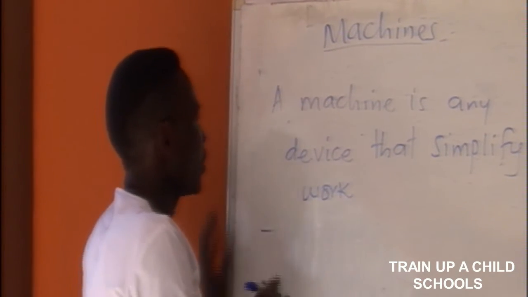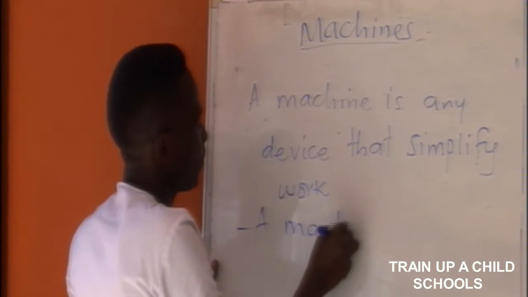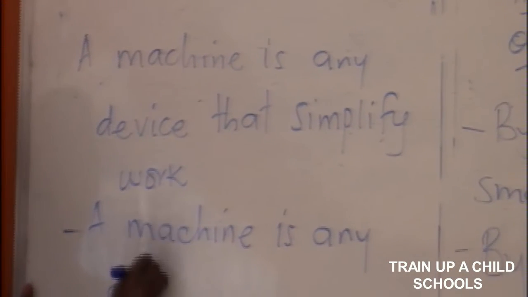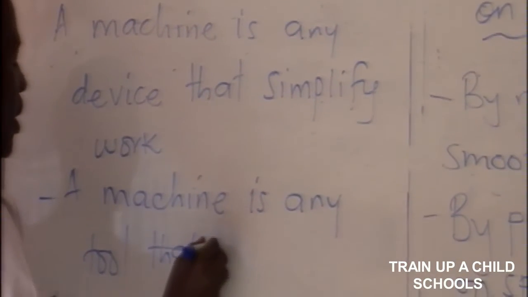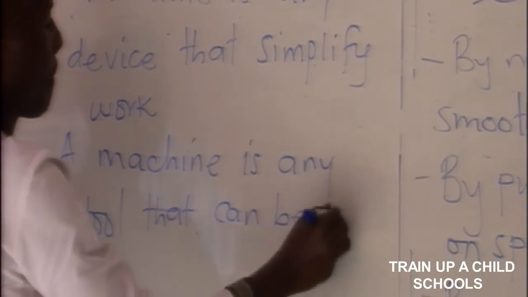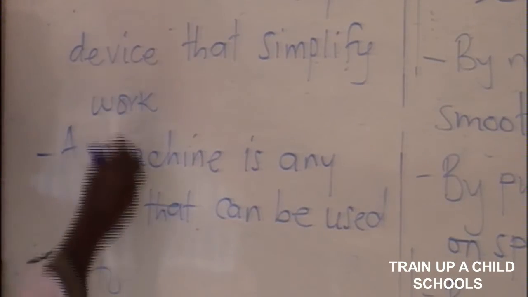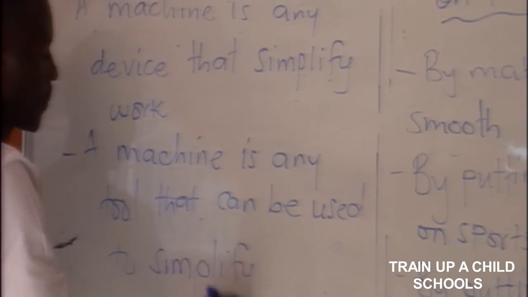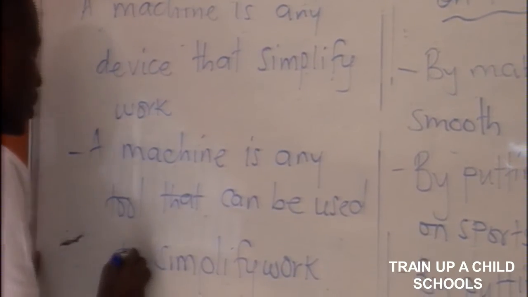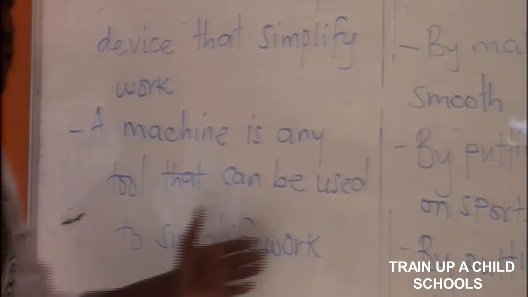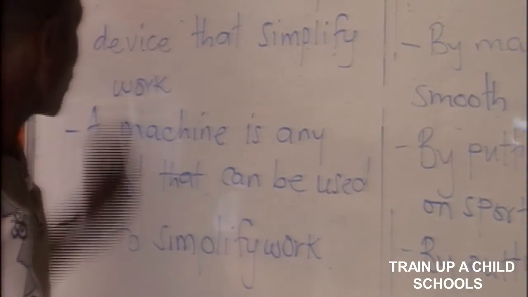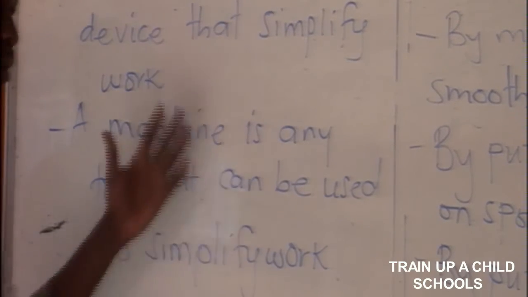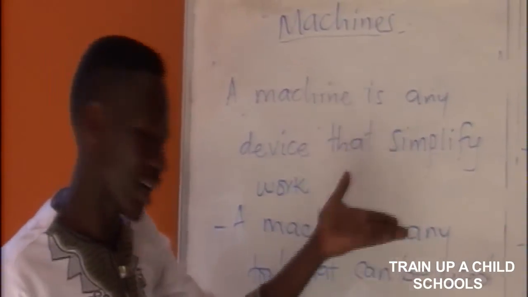Two, you can say a machine is any tool that can be used to simplify work. So you use that tool to do the work. Like, for example, the peeling, or cutting pieces of meat, you use a knife to simplify the cutting.